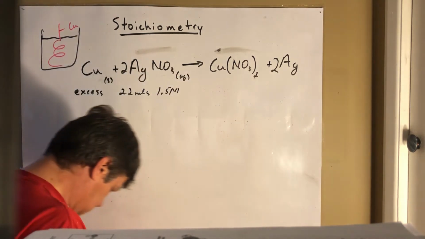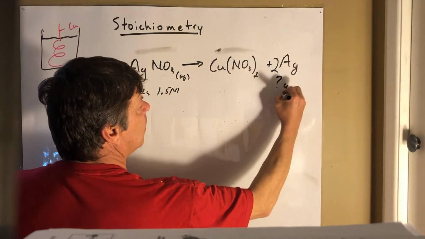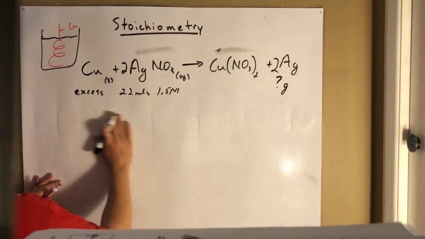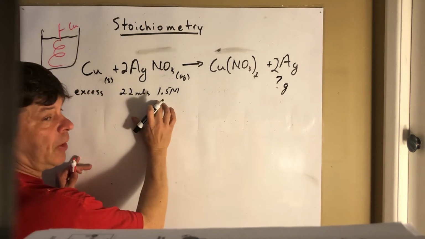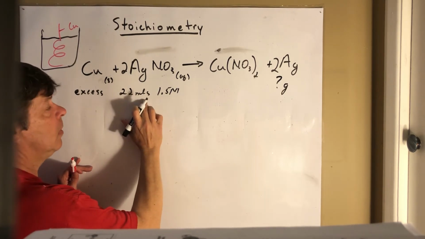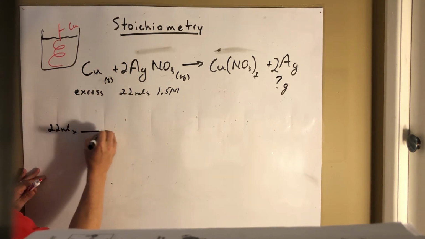Okay, so let's figure this out. How many grams of silver are we going to be producing? All right, so that's in excess. Let's start with what's given. Now, when given 2 things, always start with volume. So let's start with 22 mils. So 22 mils of the solution.